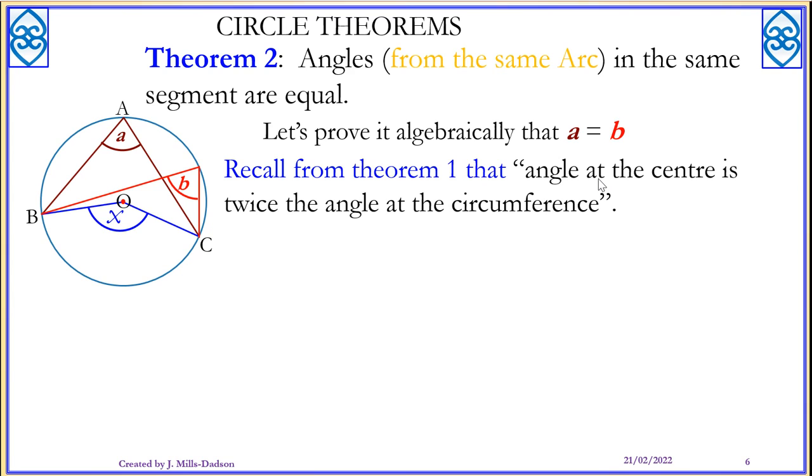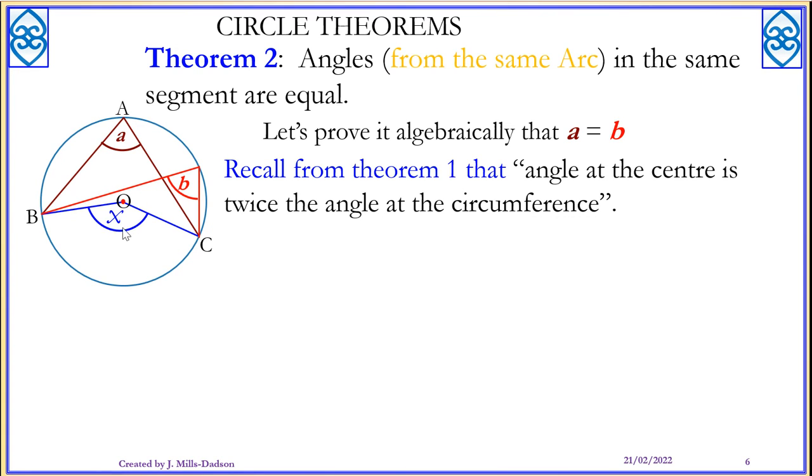Now recall from theorem 1 that says that angle at the center is twice the angle at the circumference. So I'm going to create an arbitrary center angle. I'm going to call it X. And you know A relates to X in the same way as B relates to X.